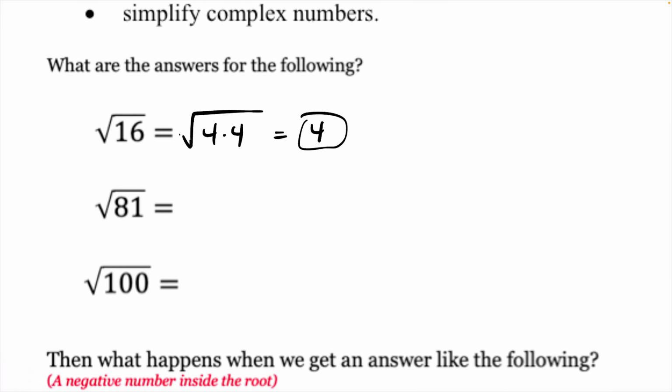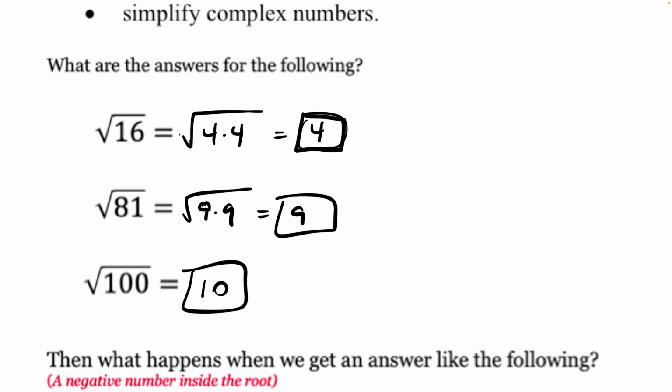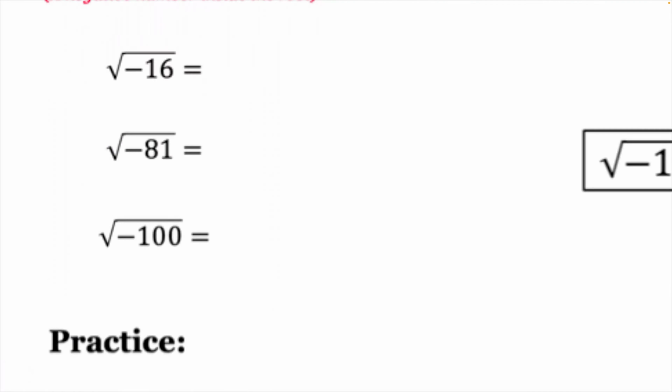What's the square root of 81? 9, because 9 times 9 makes 81, right? So what's the square root of 100? 10, right? We know the rules. That's why the square root of 16 is 4, 81 is 9, 100 is 10, right? So let's go to these guys.